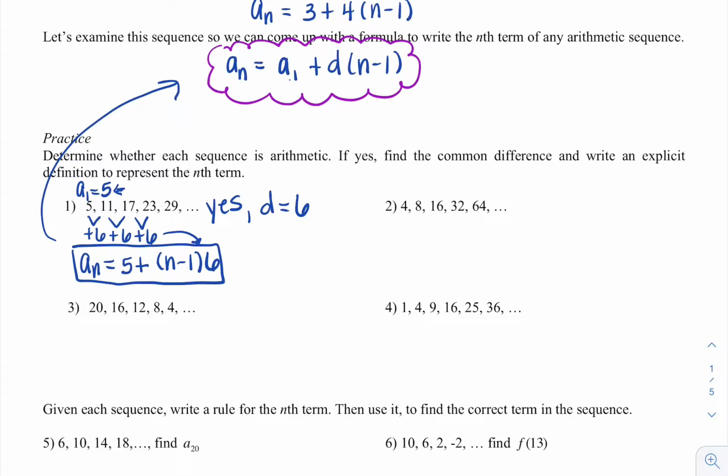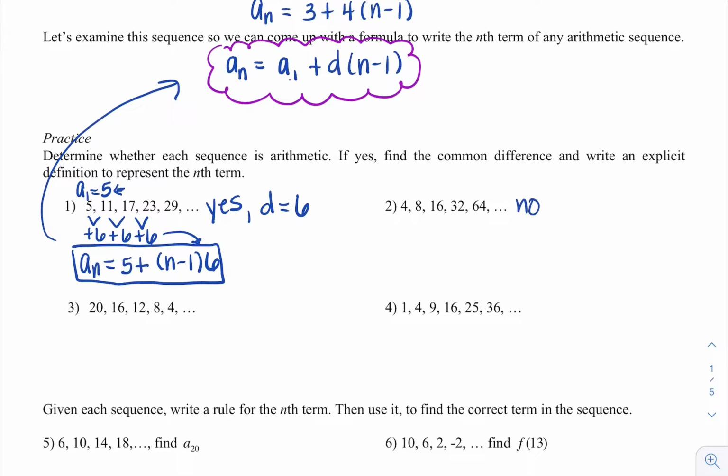So if you wanted to find, let's say, the 57th term, and you didn't want to sit there and do plus 6 plus 6 plus 6 over and over, that's how you'd be able to get to the 57th term. You could just plug in n equals 57. Okay, take a look at the second example. If I try to look at me adding by the same amount, I'm adding by 4, but then I'm adding by 8, I don't have a common difference, so no, this is not an arithmetic sequence.